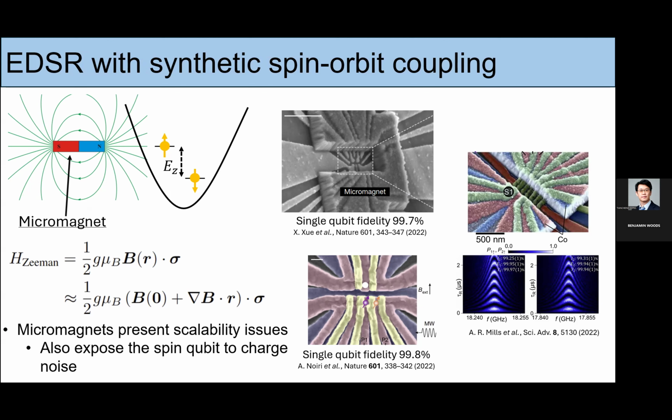Okay, so what happens when I take my electron now and it gets shifted in space by a charge fluctuator? What does it experience differently if I move it from here to here? There's a micromagnet, remember? So what is it experiencing differently in the 2 different positions?